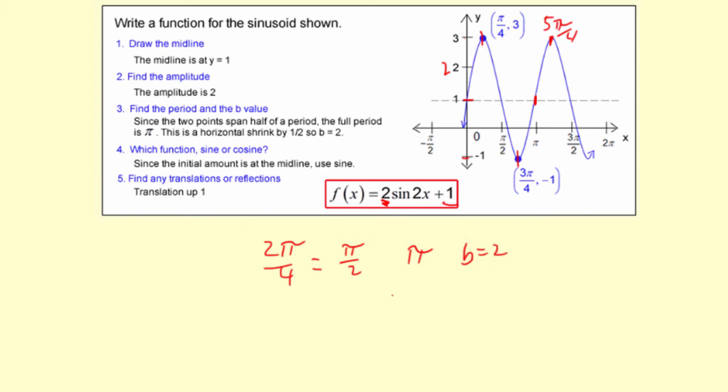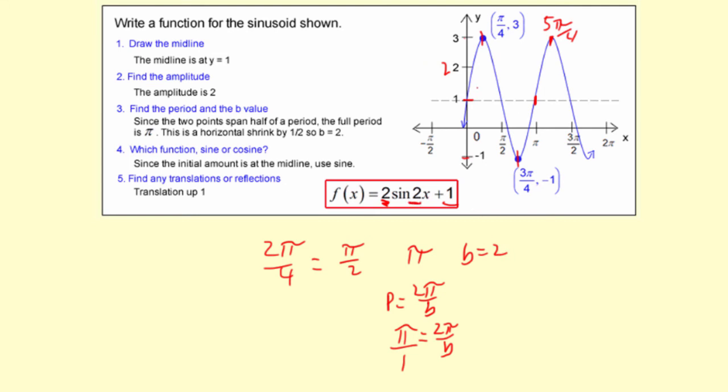And you could also say that the period is 2 pi over b, and the period you found is pi, so you can say pi equals 2 pi over b. And that means b has to equal 2, because 2 pi divided by 2 equals pi. And you can also solve that by making a proportion, cross-multiplying, and so on. Okay, so b equals 2. That's where this 2 comes from.